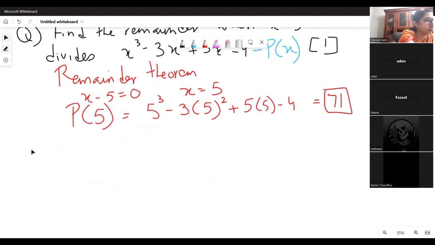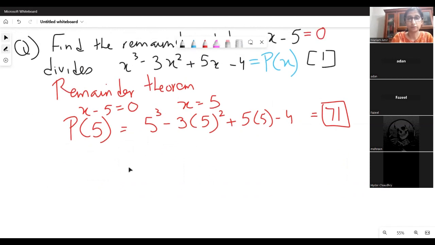So that is remainder theorem. Factor theorem की अब बात करते हैं.